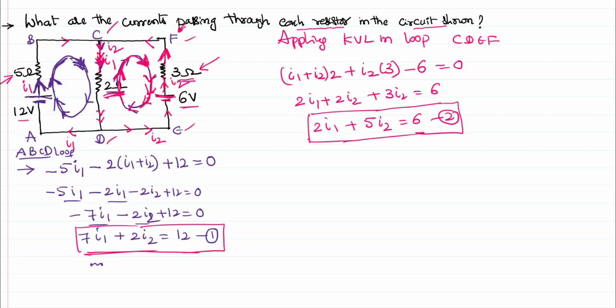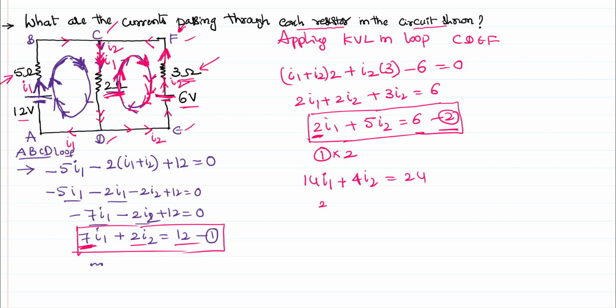How do I solve it? To cancel I1, I can multiply equation number 1 with 2, and I can multiply equation number 2 with 7. Let's do that. What happens if I multiply equation number 1 with the number 2? 7 into 2, 14I1, 2 into 2, 4I2, equal to 2 into 12, 24.